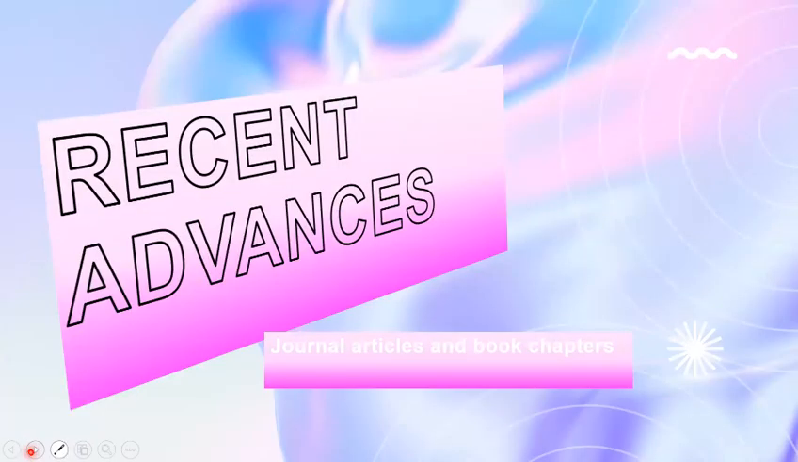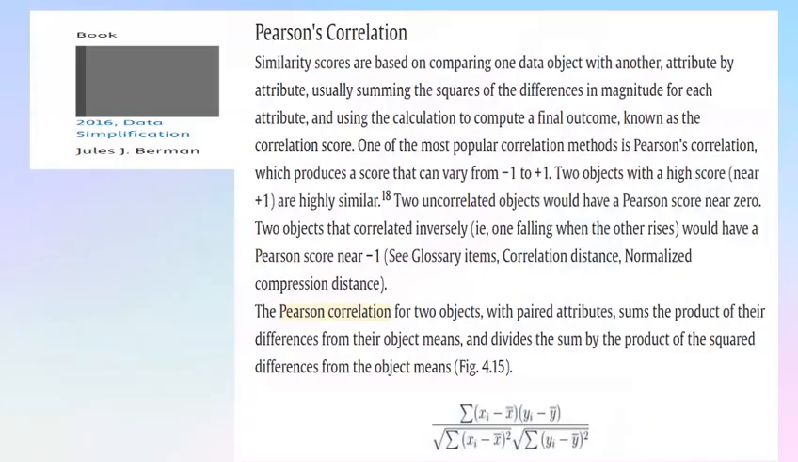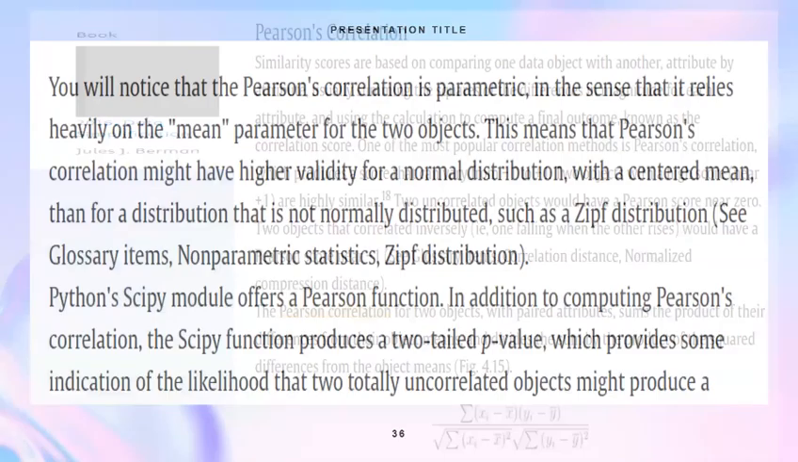So what are the recent advances? Here we are going to discuss some journal articles and book chapters. This is a book chapter by Jules J. Berman on data simplification. Pearson's correlation for two objects with paired attributes sums the product of their differences from their object means and divides the sum by the product of their required differences from the object means. It is expressed here.